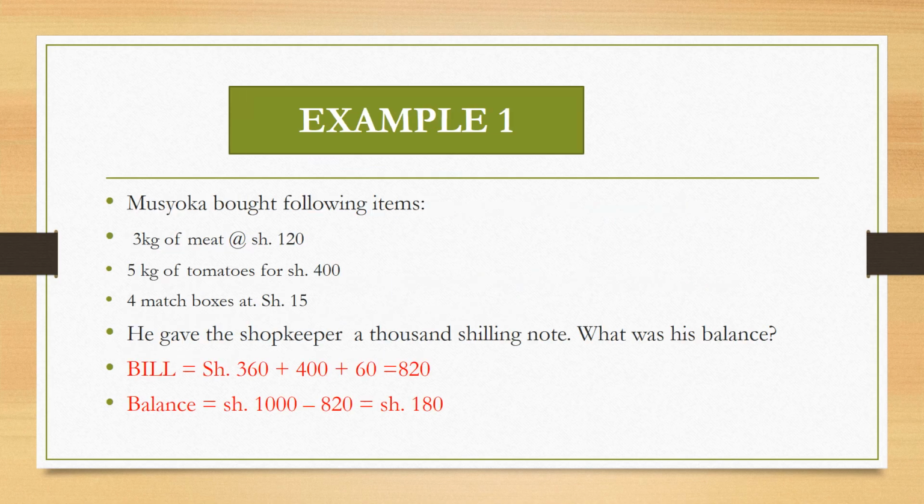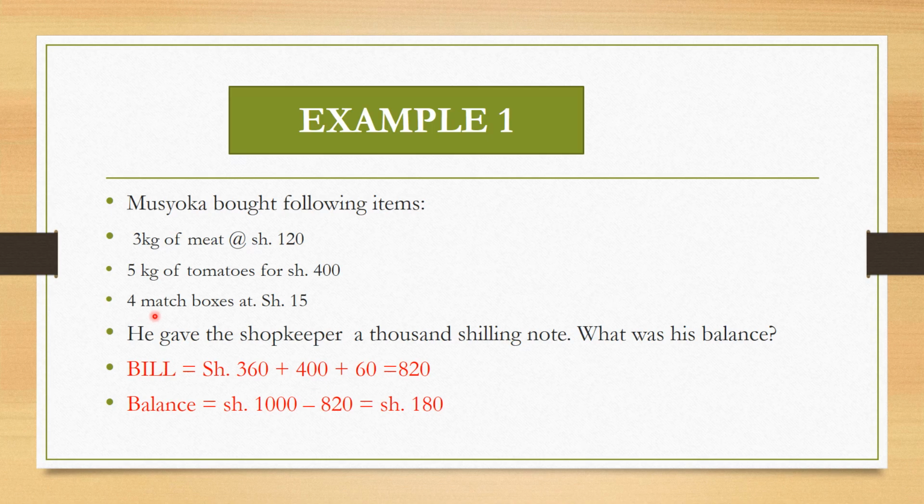So the first example here, we are saying Musyoka bought the following items. 3 kilograms of meat, each at 120. So it means that 1 kg was costing 120. So what about the 3 kg? We need to multiply. Anytime you see this sign, you multiply. So 3 times 120 is 360. So when I'm calculating my bill, the first amount of money is 360. Another one is 5 kilograms of tomatoes for 400 Kenyan shillings. So this for means that for the 5 kgs I paid 400. So I don't need to multiply. I just write 400. There's no problem.